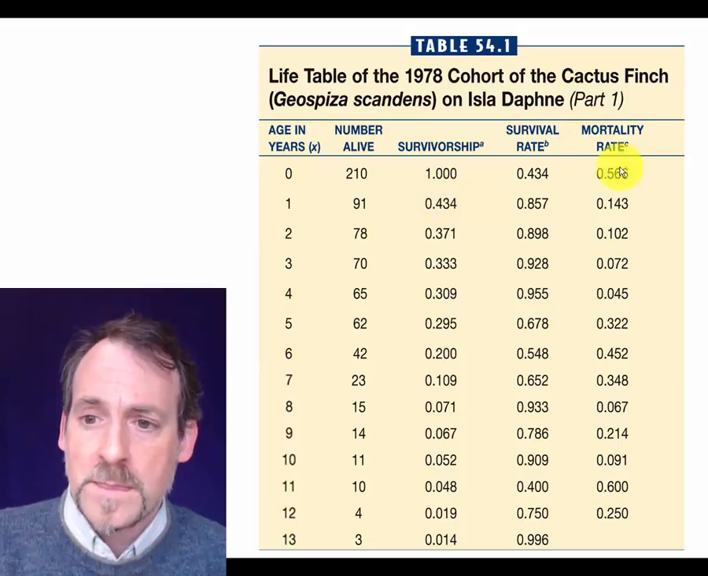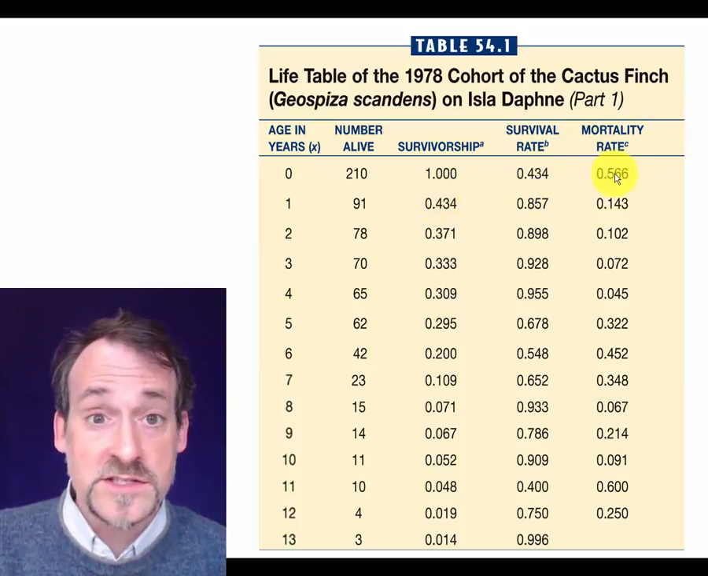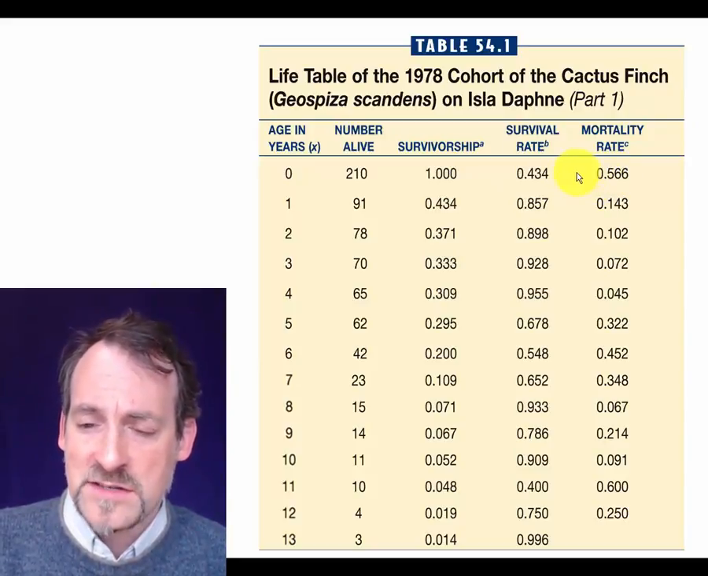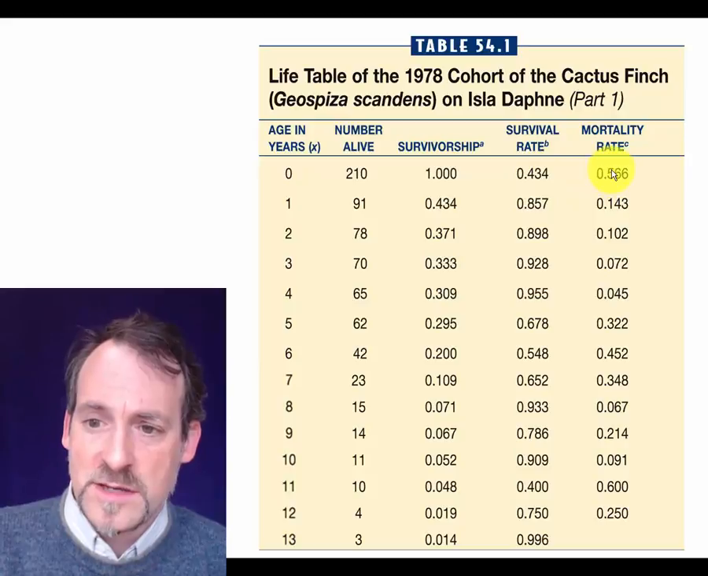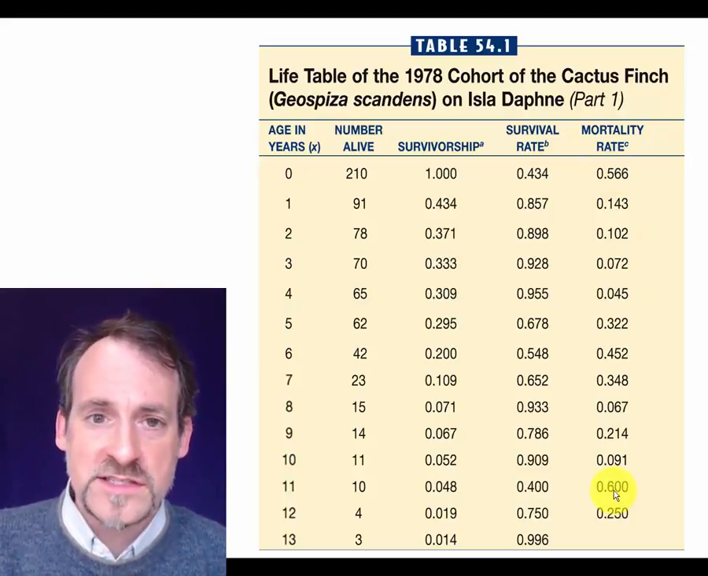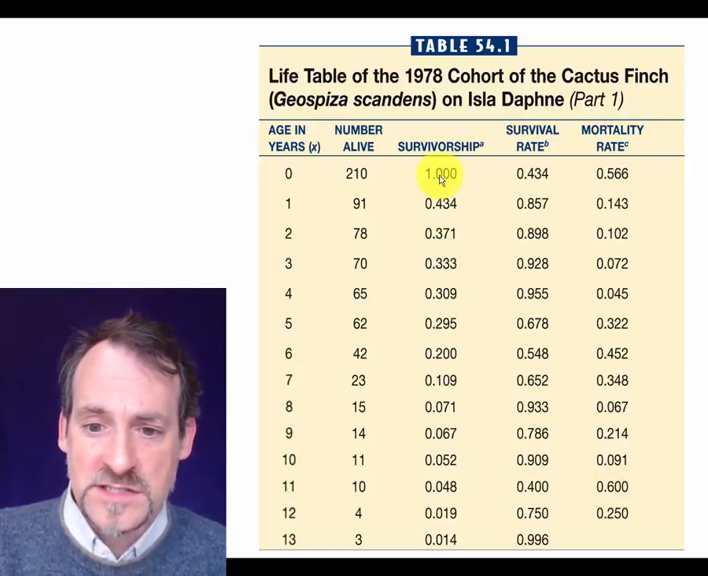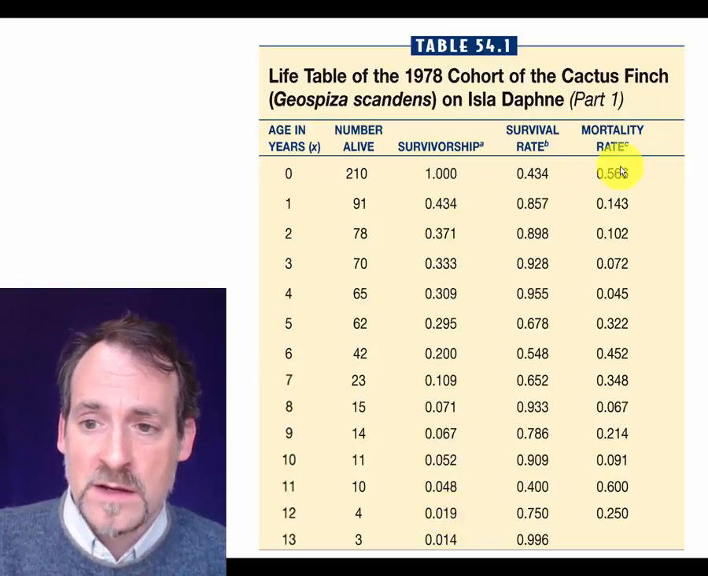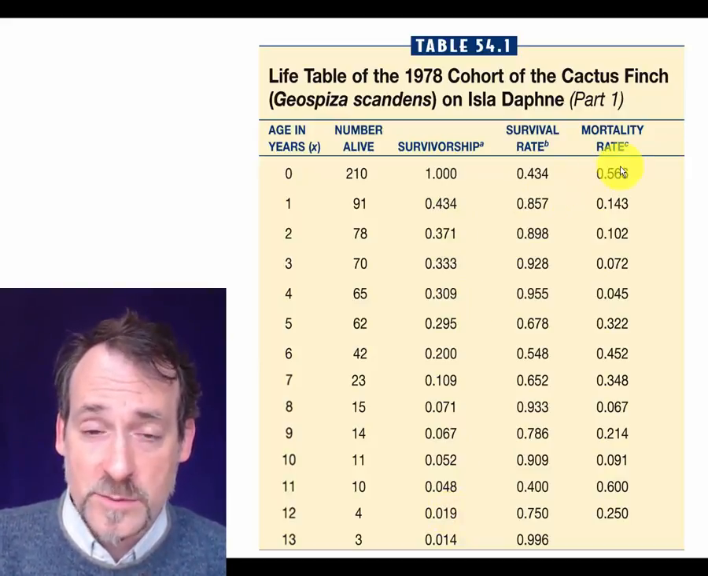Mortality rate here is just 1 minus the survival rate, so that's pretty straightforward. But it's sometimes easier to look at mortality rate and see basically in which age classes most individuals die, than it is to just look at survivorship. And that's why often life tables will contain this information.